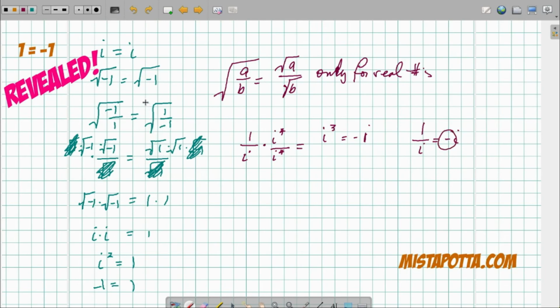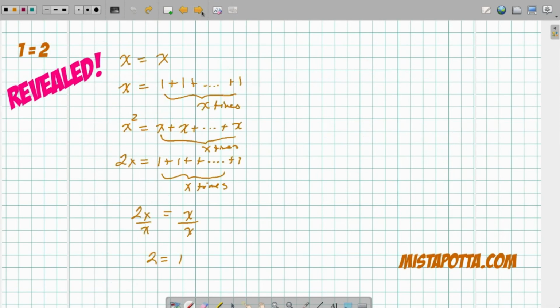It's actually this step where I went from having a radical of a fraction to the radical of the numerator over the radical of the denominator. It works for real numbers, it just doesn't work for imaginary numbers. And so it's something that we have to watch out for. And now probably the trickiest problem, proving 1 equals 2 using calculus. And there's a couple of issues here.